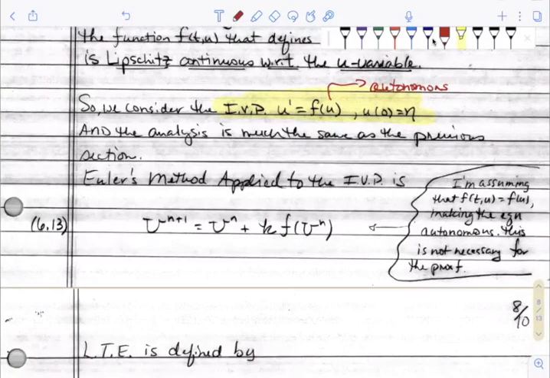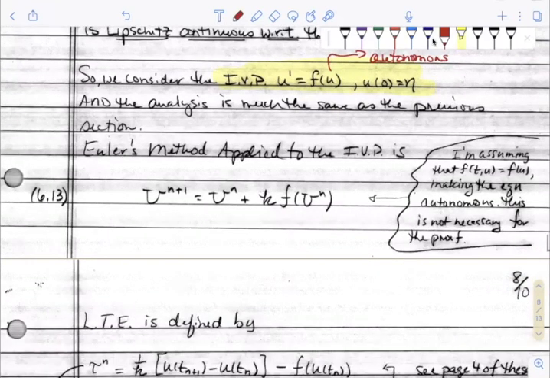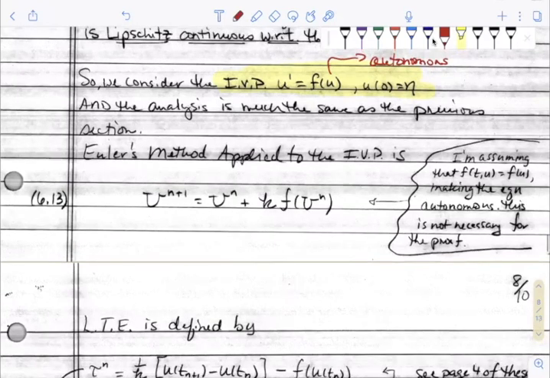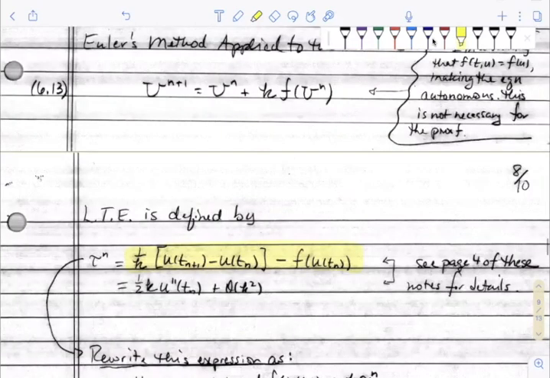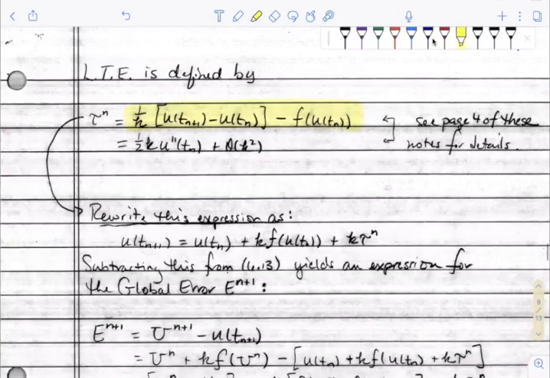Applying Euler's method, that should look exactly the same as it was before. Nothing new there. I'm going to write down my local truncation error, and this time I'm just going to leave it in this form here. So what you're going to see is that instead of substituting for f like I did before, f is just going to be given as it is here.